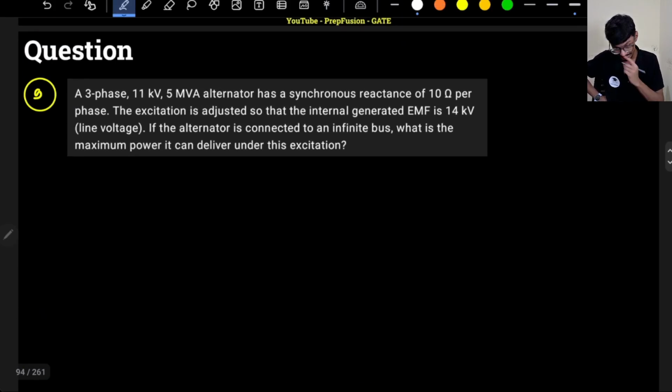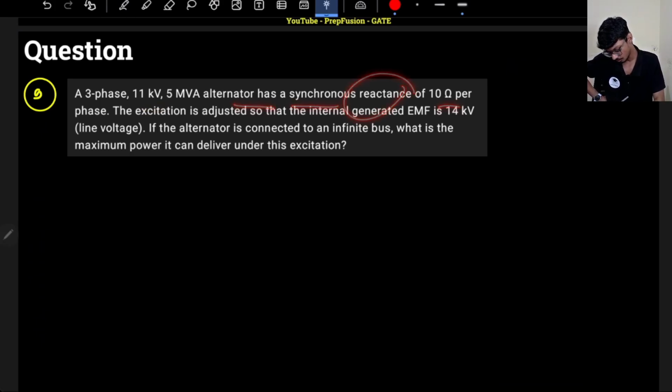Let's solve this next question. These questions are actually taking a lot of time. So let's solve this next question. A 3-phase 11 kilovolt 5 MVA alternator has a synchronous reactance of 10 ohm per phase. The excitation is adjusted so that the internal generated EMF is 14 kilovolt.